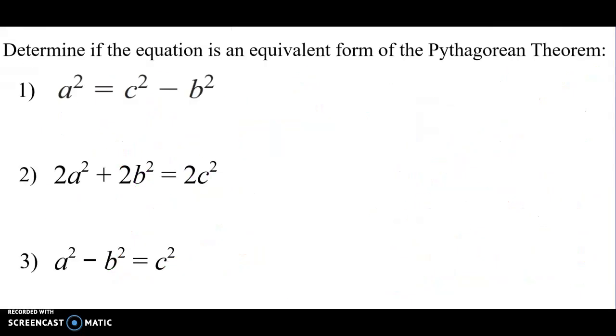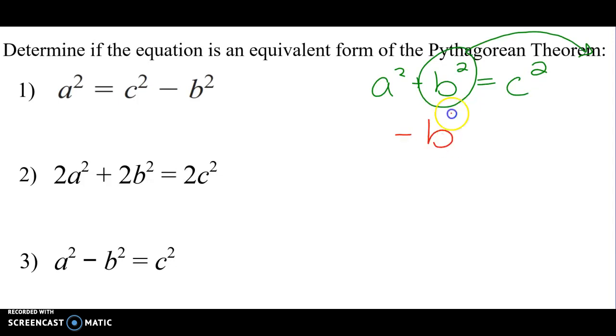So we always start out with the Pythagorean theorem as a squared plus b squared equals c squared. And if you can do an addition, subtraction, multiplication, or division property to get to one of those, then that's a valid form of the Pythagorean theorem. It might look different, but it still works. So for example, if I wanted to move b squared to the other side, what would I have to do? Subtract it over, right? Do a subtraction property. So that cancels out. The b's are gone now, right?